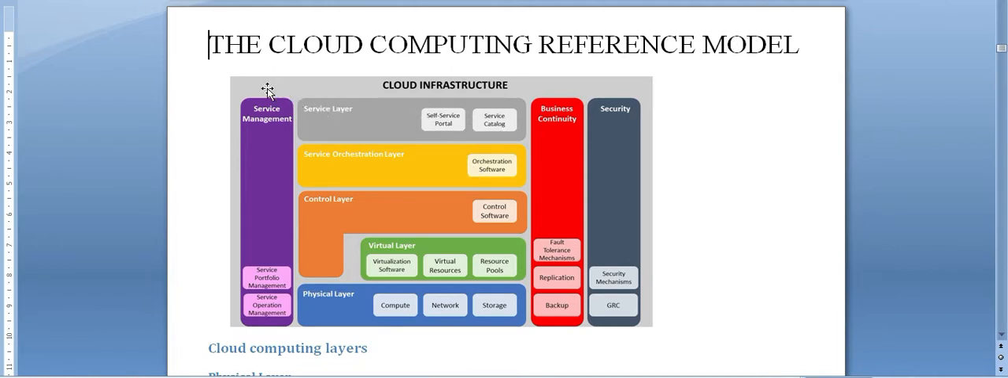Then the cross-section layer consists of 3 parts, that is your service management, business continuity, and security. Service management consists of the service portfolio management or service operation management, and business continuity deals with the fault tolerance mechanism, replications, backup. Security provides you the security and GRC.